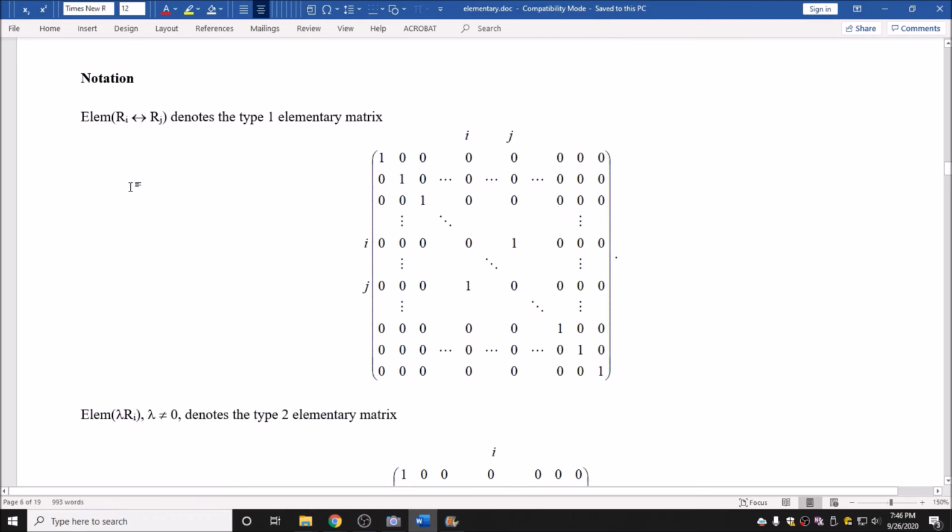Notation. We use the notation E, abbreviation of elementary, parentheses, Ri interchange Rj, parentheses, to denote the type 1 elementary matrix obtained by interchanging the ith and jth rows of I.